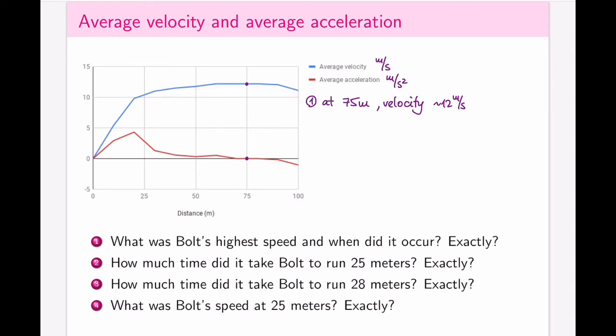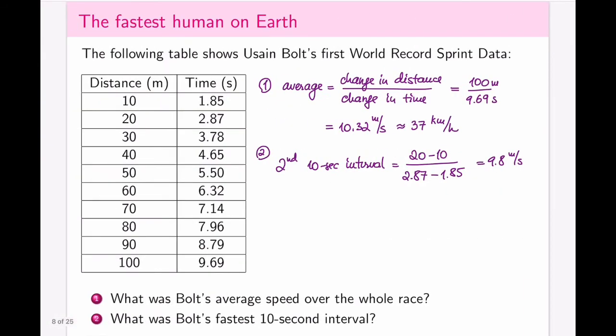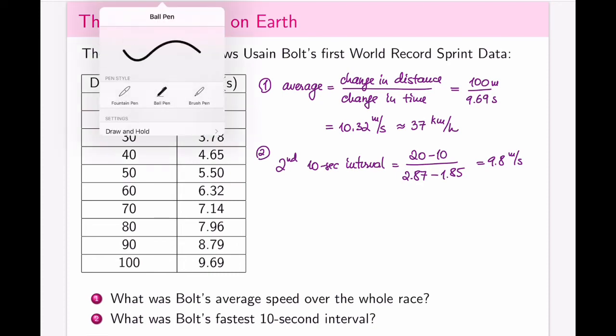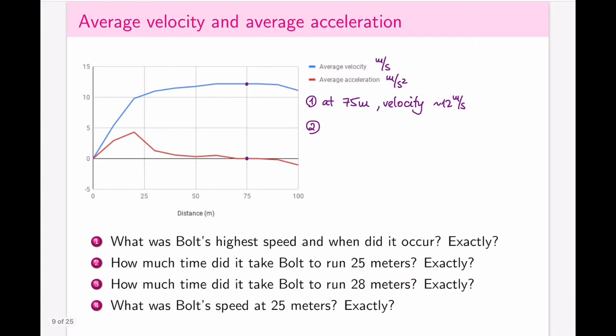How much time did it take Bolt to run 25 meters? Exactly. So 25 meters. Let's think back to our table on the previous slide. We know that it took him 2.87 seconds to run 20 meters, and we know that it took him 3.78 seconds to run 30 meters. But we don't know how much it took to run 25 meters. Now, we can justify the fact that 25 is halfway between 20 and 30, so probably a good estimation of his time is halfway between 2.87 and 3.78. So we can record that and then discuss how that's not actually exactly what's going to happen.